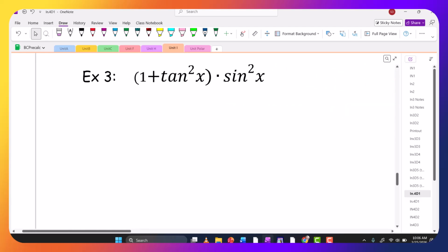All right, this is what you want to do on this one. Whenever you see squared, you should probably be using a Pythagorean identity. Now, I don't want to make sine squared bigger. I want to make 1 plus tangent squared smaller. What does it say on the other side? 1 plus tangent squared equals secant squared.